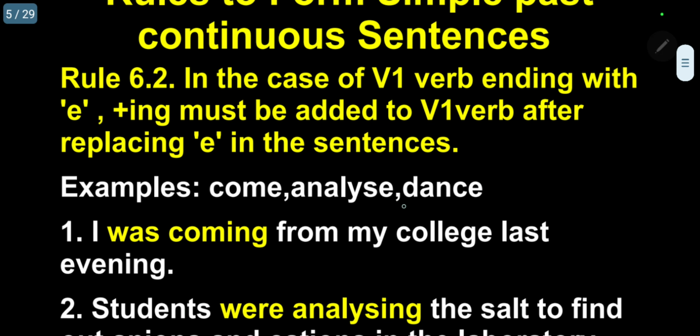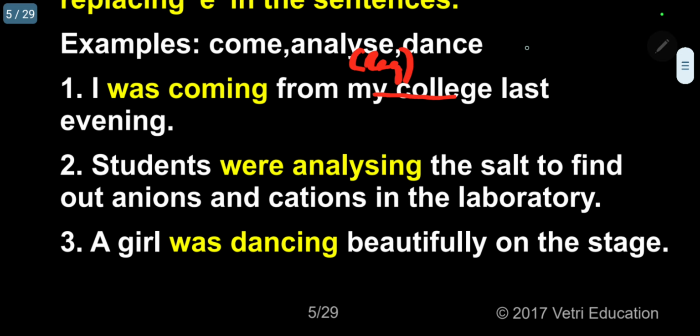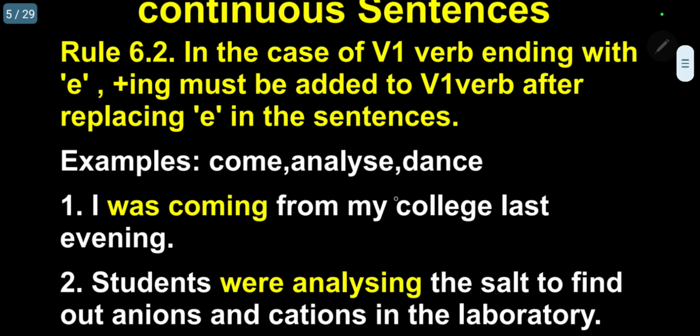Now, number 2, rule 6.2. The first one was C, please memorize. Second, E. Regarding E, in the case of a V1 verb, a regular verb, that's most important. The V1 verb should be a regular verb ending with E. Plus I-N-G must be added to the V1 verb after removing E in the sentences.